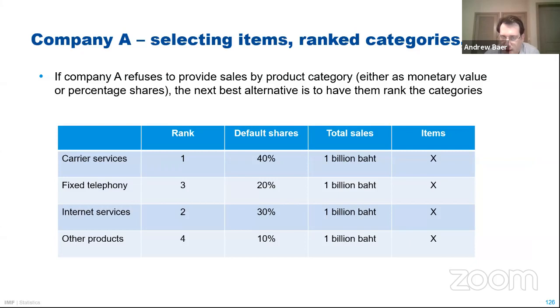Here's an example of how you could do that with ranked categories. If you have 4 categories and they rank them 1, 2, 3, 4, here internet services is number 2, you can say default shares, they get 40, 30, 20, 10%. That adds to 100. And you could find different default shares depending on the number of categories you have. I think that is completely acceptable as an approach.